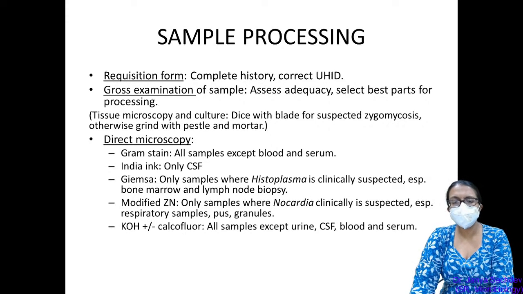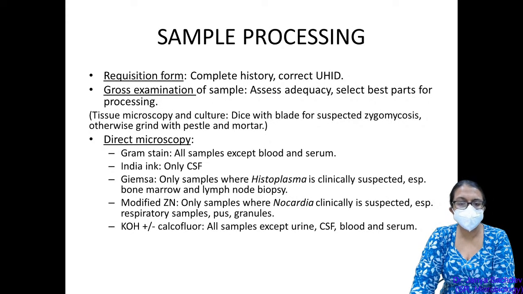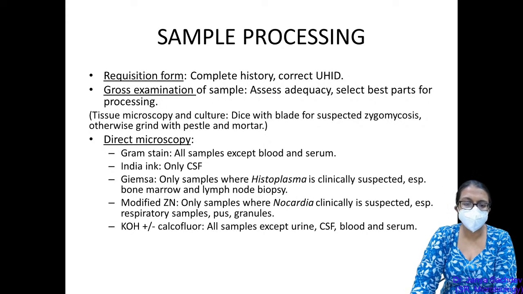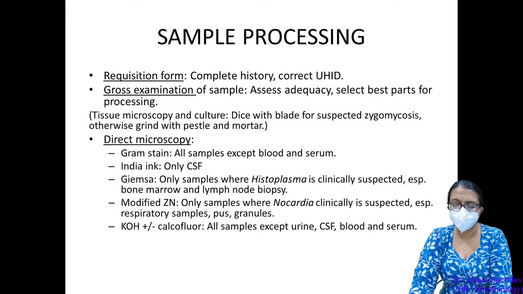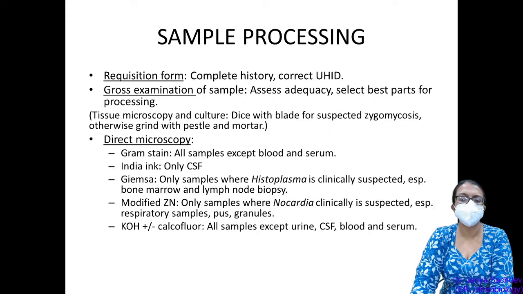So for every other sample, a gram stain is done. In a gram stain, we're able to look for yeasts primarily. We're able to look for things like nocardia or actinomycetes, which show up as gram-positive branching filaments. Sometimes even filaments or hyphae of molds can be seen in a gram stain, but that is a rare thing. Usually we're looking for yeast, nocardia, and actinomycetes in a gram stain.